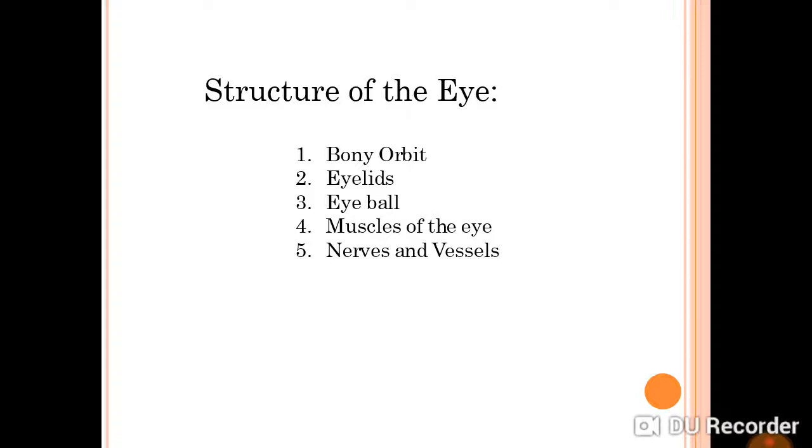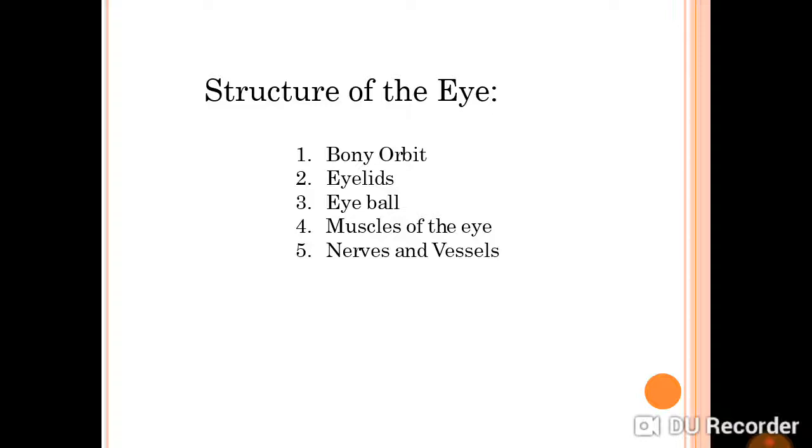So, in this video primarily and in a succession of a few more videos, we will be basically covering the structure of the eye. Here I have divided the structure of the eye into a few videos so that it becomes easy for you to understand it. First of all, we will be covering the bony orbit. We will study the various bones that take part in the formation of the orbit, and then we will study the eyelids and the eyeball, which is the basic globe that we are going to study, and then the muscles of the eye and the various nerves and vessels that are supplying the eye.